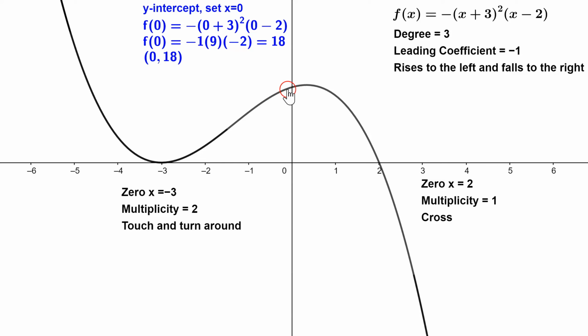Does that match with what I found here? Yes, I definitely have a y-intercept that is above the x-axis. So I know the y-coordinate of this point is positive. That helps check that we've graphed this function correctly.